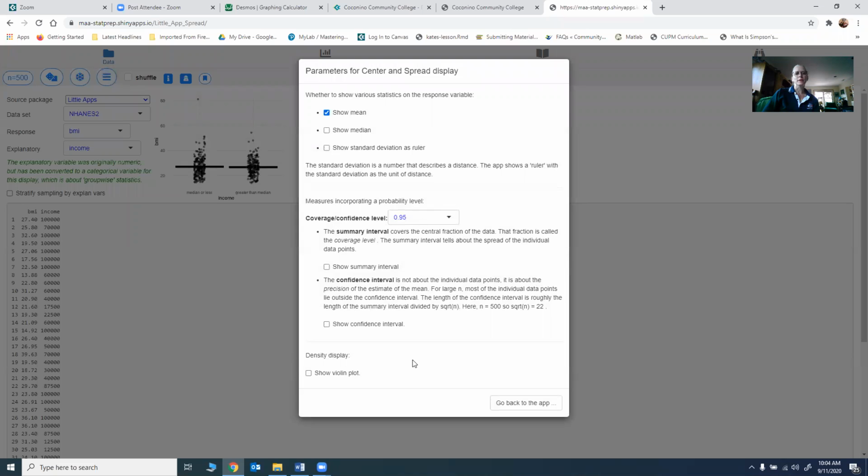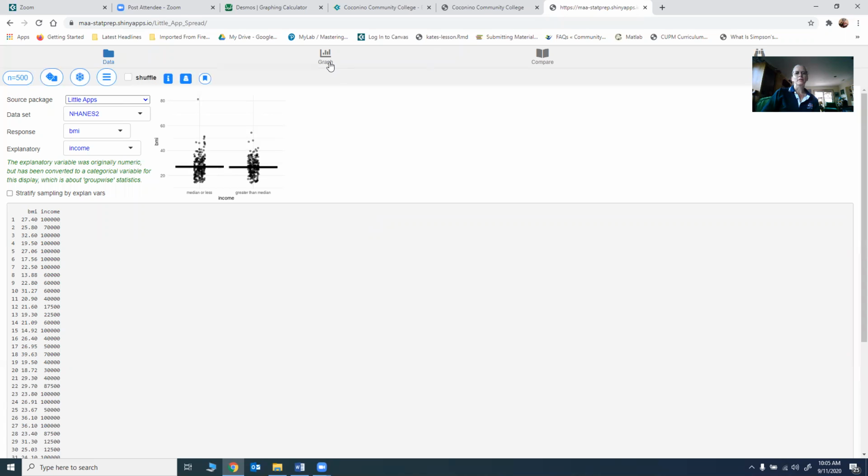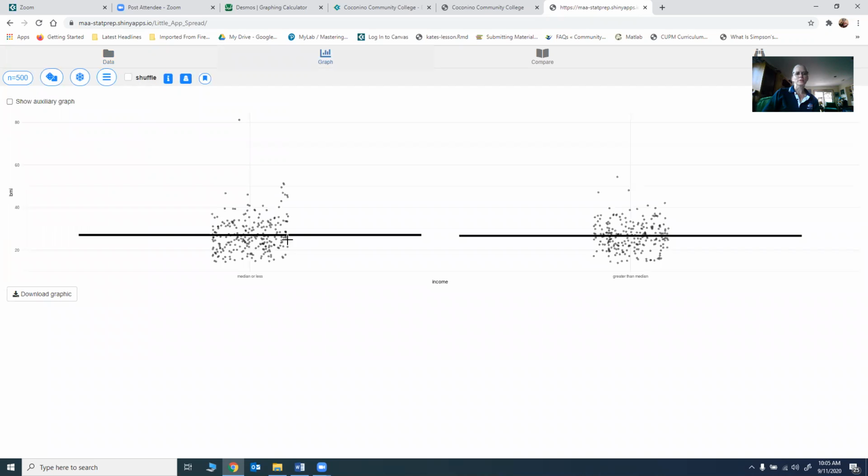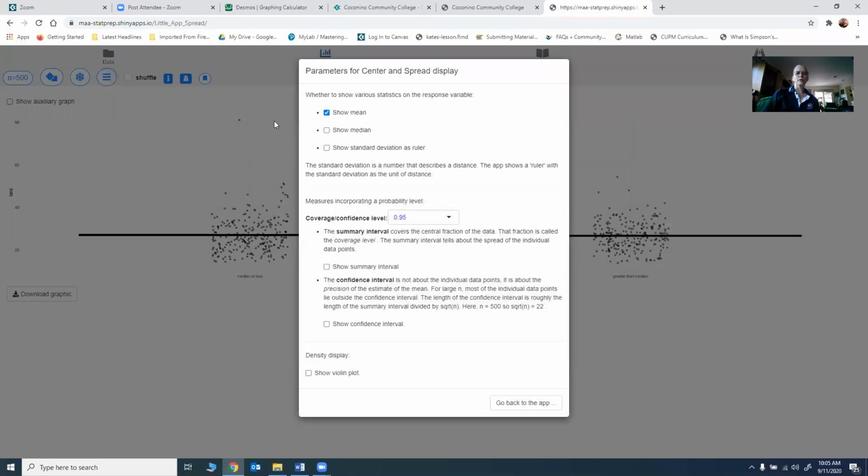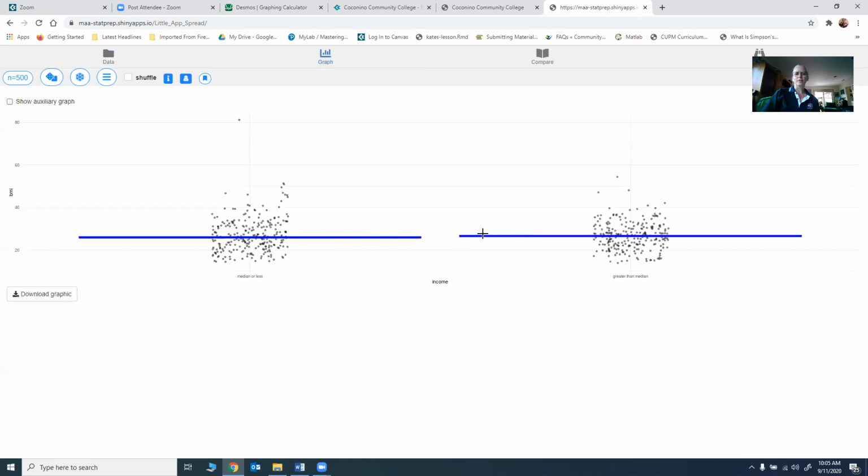So I'm going to turn on the mean, and I'll make the graph a little bigger so you can see it better. Here are your dots. Here's your mean BMI if your income is less than the median income, and here's your mean BMI if it's more than. It almost looks like they're exactly the same, so it's not like income makes any difference. Mean is one way. We can also do the median. I'm going to turn off the mean for the moment, and here are the medians. And the medians, again, look exactly the same.